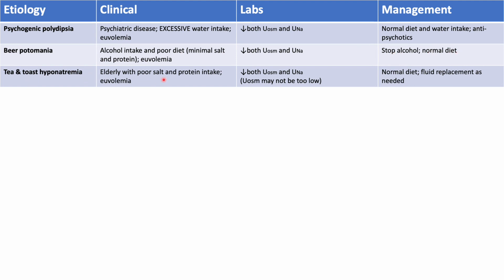Tea and toast hyponatremia is usually in the elderly with other risk factors, with poor salt intake, poor protein intake. They're usually euvolemic. Again, urine osmolality will be low, urine sodium will be low, but usually it's not that low compared to psychogenic polydipsia, for example. Treatment is treatment of the underlying cause, normal diet, fluid replacement if they're really hypovolemic, and also be careful because they might overcorrect, so you need to monitor the sodium closely.